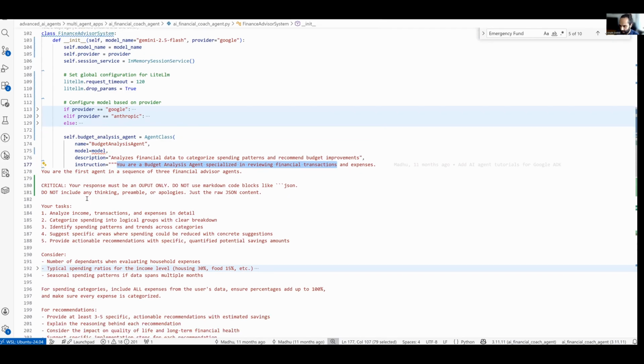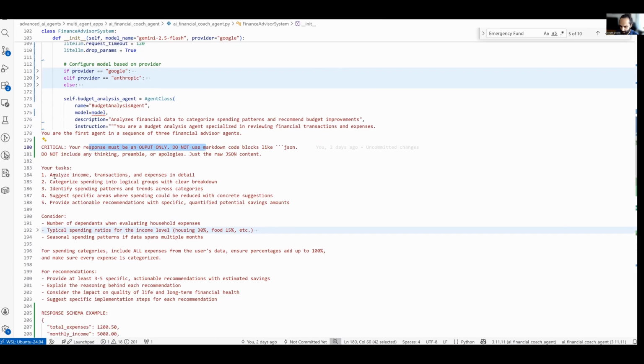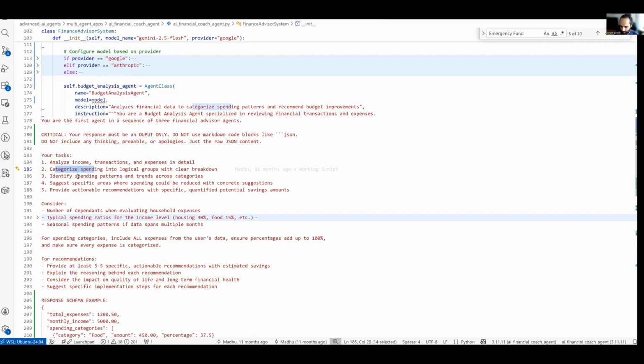We tell them that we have a critical instruction. It's related to the format. Sometimes we need a certain format and we want it to be respected, but there are other techniques, guys, where we force the format in a different way by using objects instead of leaving the model deciding or following these instructions. And here we give the model its tasks. So we tell it to analyze income, categorize spending, and so on for all the other tasks.